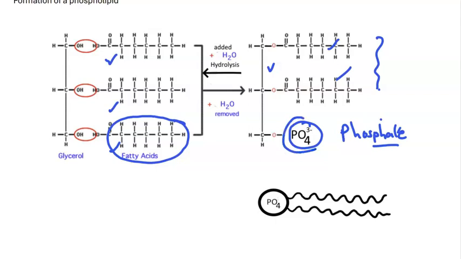And the phosphate group carries its charge, which is here, and then these squiggly lines represent the fatty acid chains, which of course could be of varying length, and they could have different degrees of saturation, but you'll recognize this diagram from membrane structure.